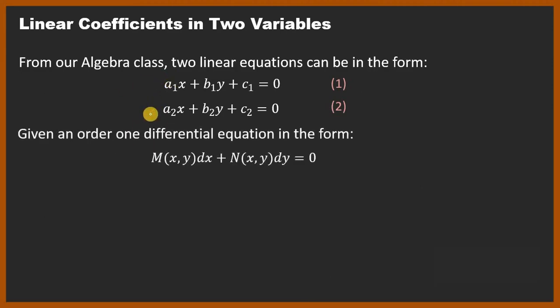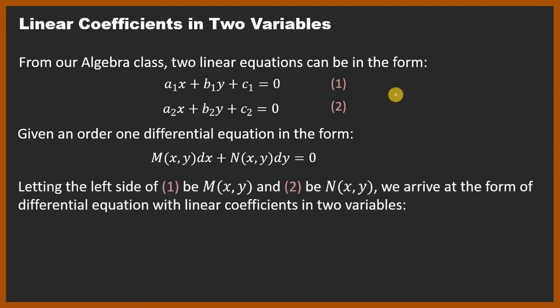Then, given an order 1 differential equation in the form M of x and y dx, where M is a function of x and y together with dx, and N is also a function of x and y together with dy, is equal to 0. When we plug in our linear equations, we let the left side of our equation 1 be equal to our value of M here. Then, our equation 2 will be equal to the value of N. This part will be substituted here.